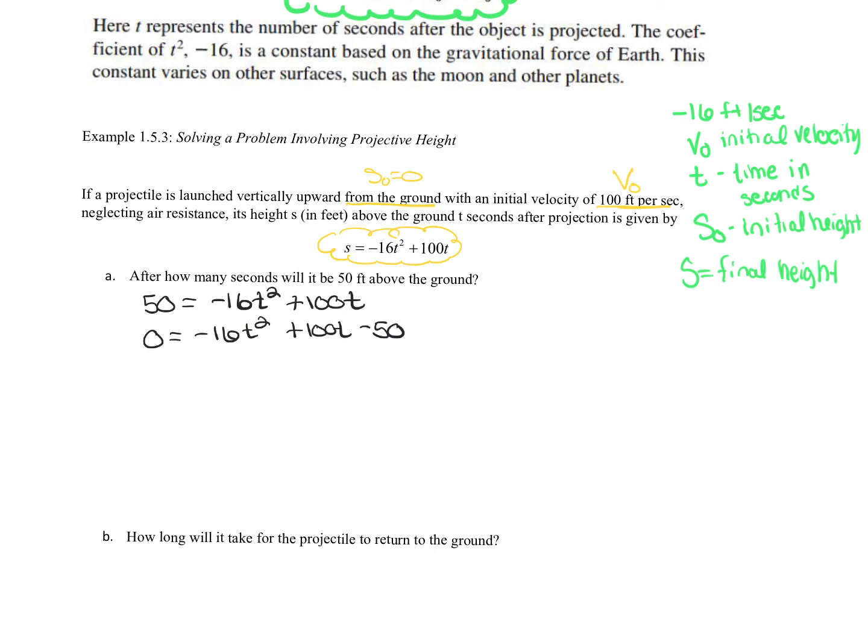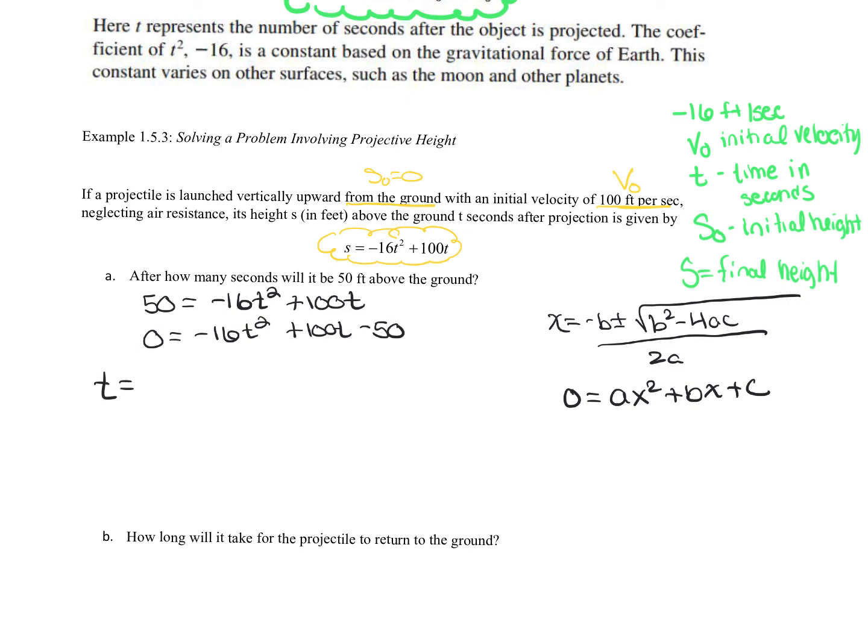Quadratic formula, in case you didn't remember, we usually say x equals the opposite of b plus or minus the square root of b squared minus 4ac, all divided by 2a. And in the quadratic, it's 0 equals ax squared plus bx plus c. The coefficients are the numbers. In our case, we don't have x's, we have t's. That's okay. So we're going to write t equals instead of x equals. This is my a, my b, my c.